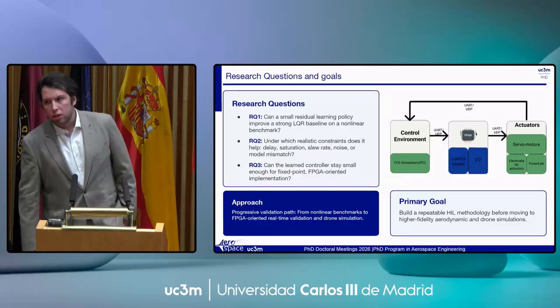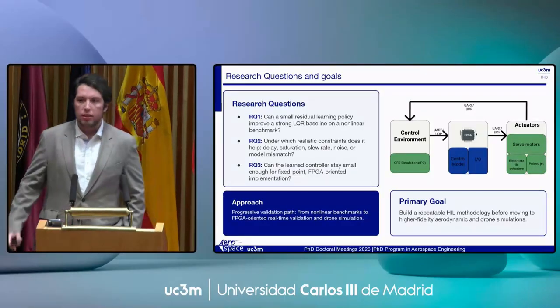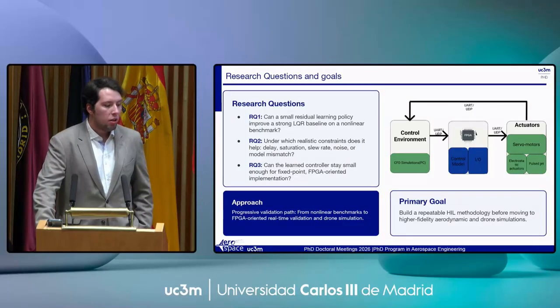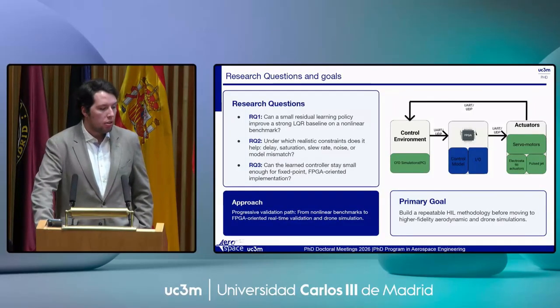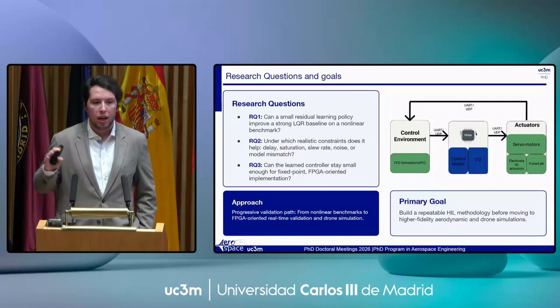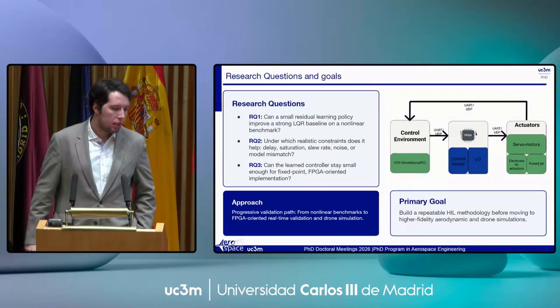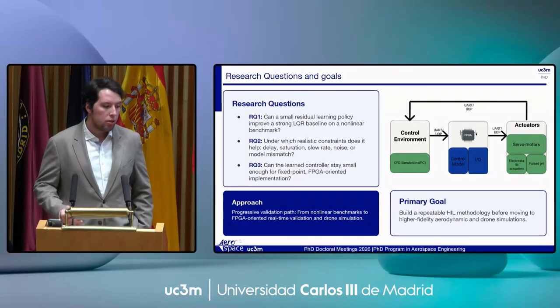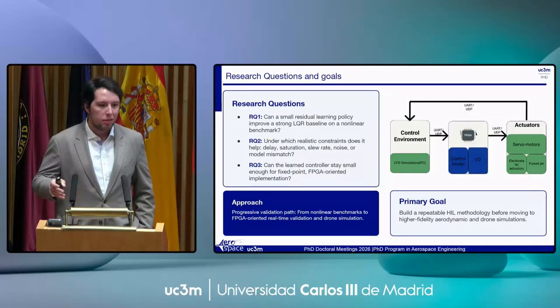So we have 3 main research questions while doing this thesis and all the stuff that I've been working on. The first one is, can a small residual learning policy improve a strong LQR baseline on a nonlinear benchmark? Just to give you an idea of what residual learning is, it's just a mix between an LQR and a small neural net, just to give a little bit more context. The second question is, under which realistic constraints does it help? Delay, saturation, slew rate, noise, or model mismatch? This is mostly for the hardware part verification.